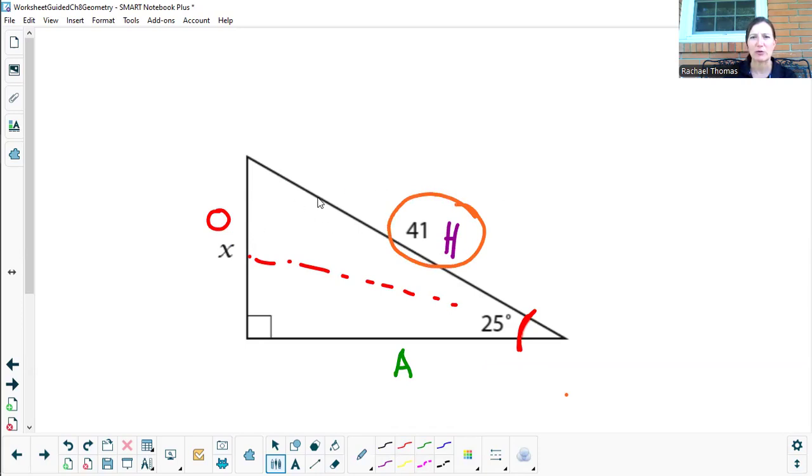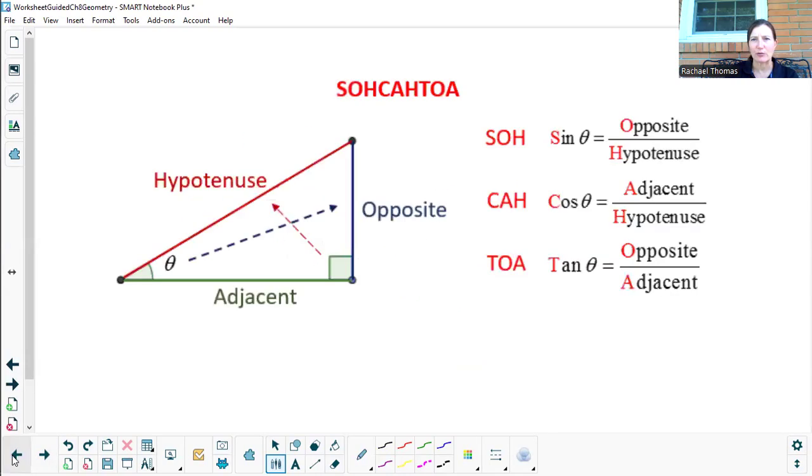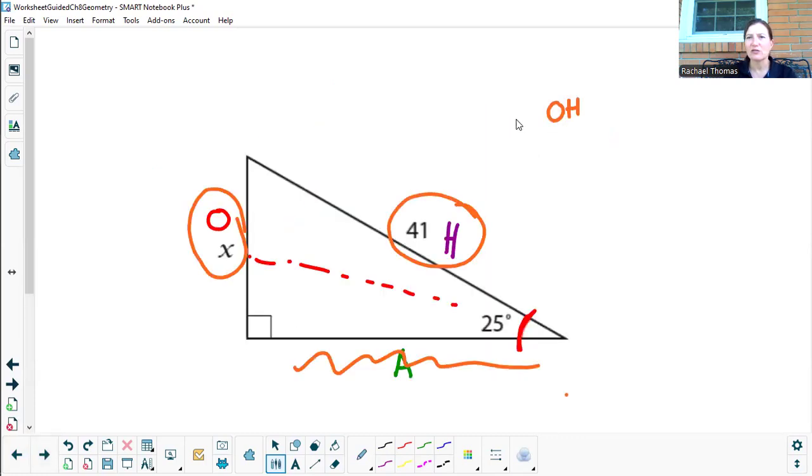That's part of my problem. So H, I care about. The X was part of my problem, so I care about O. But there was nothing down here. No variable, no number. So I don't really care about A. The only sides that are interesting to me in this problem are the O and the H. And I go back to my funny word and say, which one of these things had an O and an H? And it's sine. So sine is like the first name of where I'm going to look.